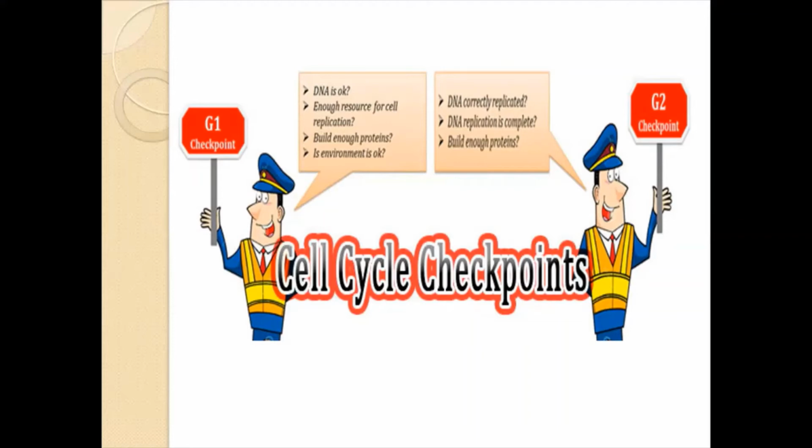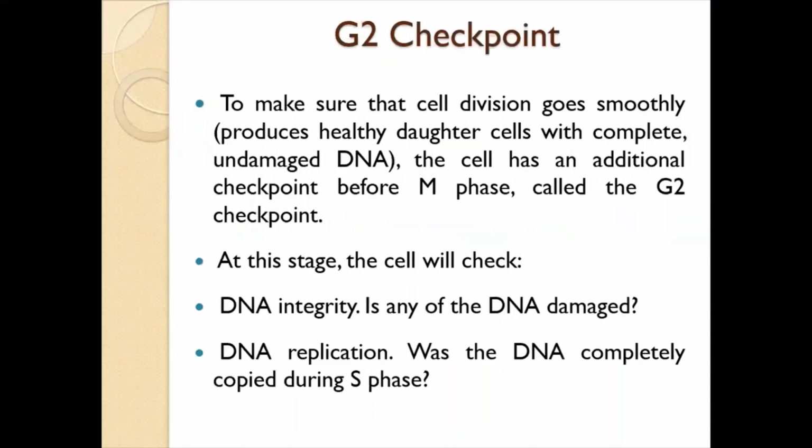In the case of the G2 checkpoint, it comes after DNA replication. So the cell will first check whether the DNA is correctly replicated or not, whether the DNA replication is complete, and thirdly, whether the cell has enough protein. To make sure that cell division goes smoothly, the cell has an additional checkpoint before M phase, called the G2 checkpoint. At this stage, the cell will check DNA integrity. Is any of the DNA damaged or not? And DNA replication: was the DNA completely replicated after the S phase or not?